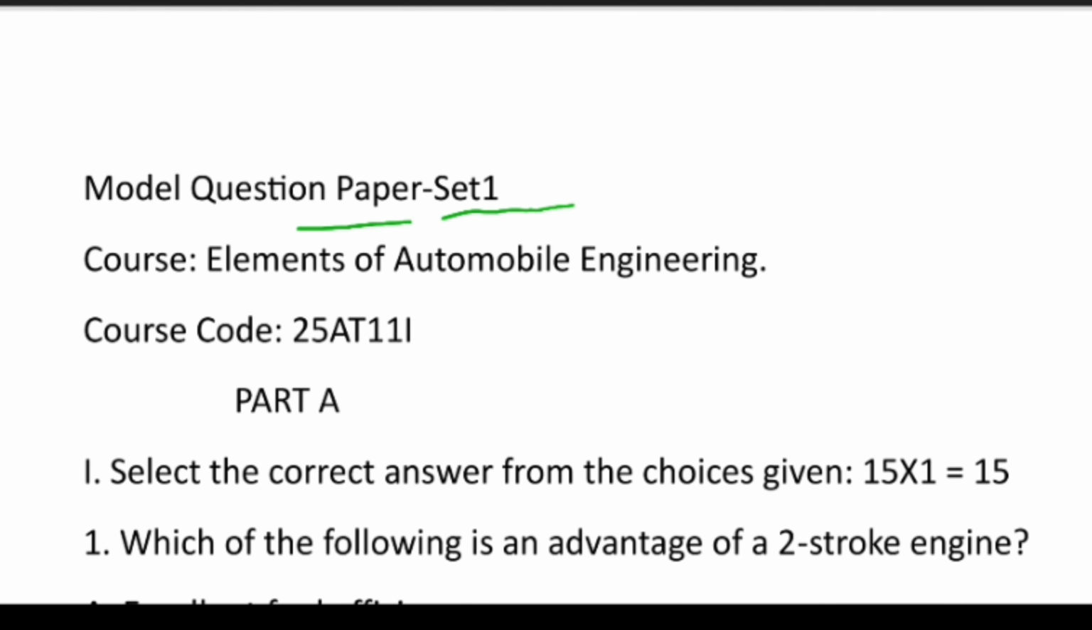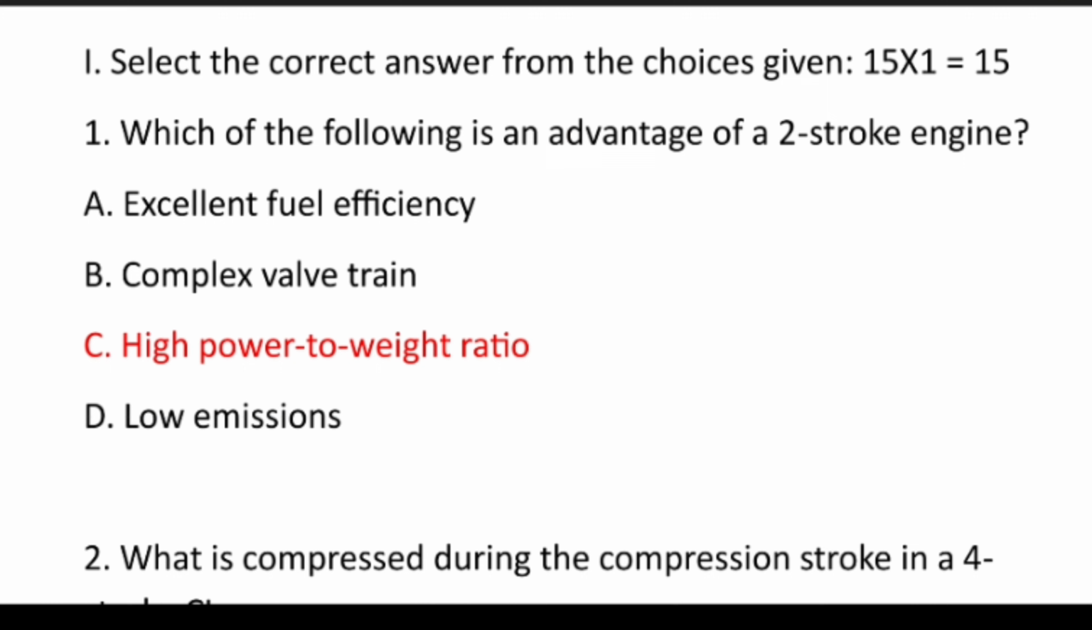This is model question paper 1. Subject name is Elements of Automobile Engineering. Subject code is 25AT11I. This is Automobile Engineering, first semester. So, MCQs. See here, which of the following is an advantage of a two-stroke engine? Option C, high power to weight ratio, will be the answer.